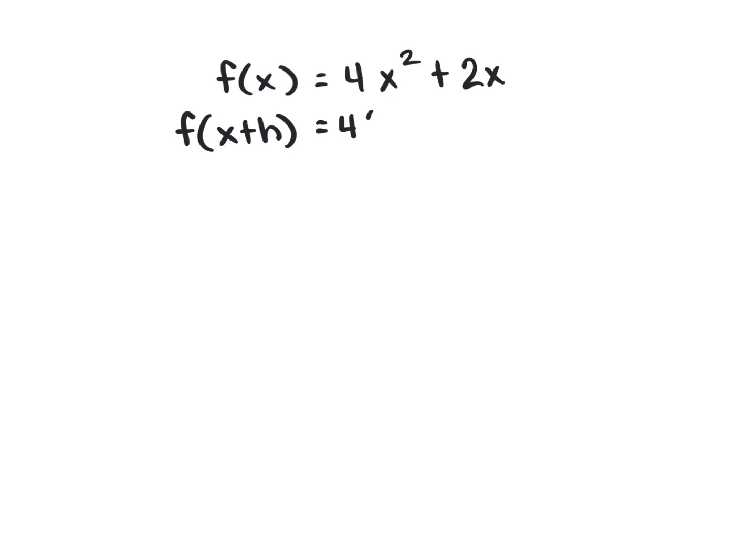So I have a 4. I substitute in x plus h, and I square that. And then I have the plus 2. And then instead of the x, I'm substituting in x plus h. So this is going to take us a couple more minutes because we have to write down x plus h twice.